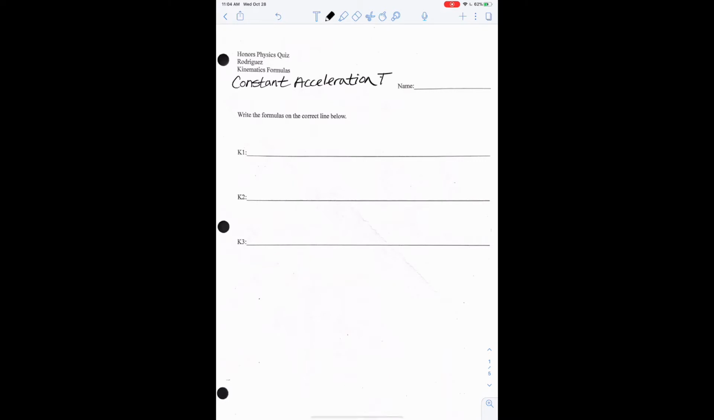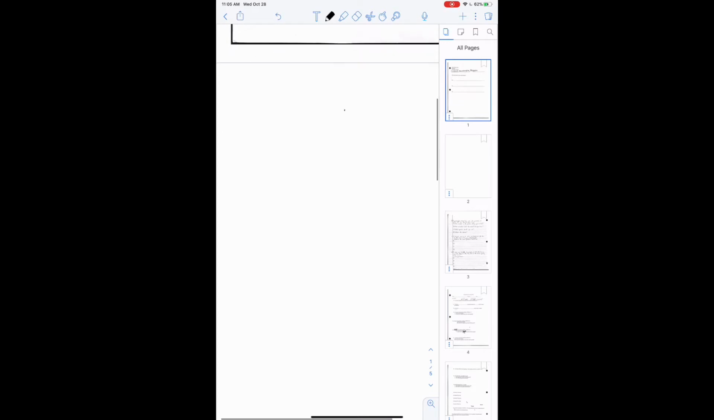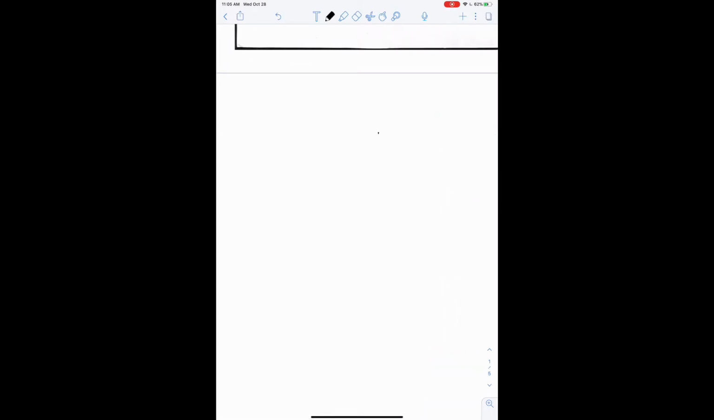So these formulas only apply to situations where the acceleration is constant. And when is that, or why worry about that? Because sometimes the acceleration is only constant, right? It is always constant, and that would be when objects are in free fall, right?